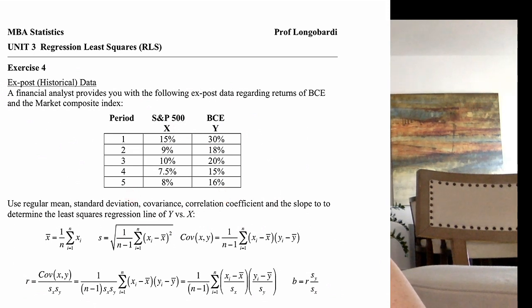Ex ante, so you can use your Spanish to help you. This is before the fact data. So ex post data is after the fact. So this is historical data. This is what we already saw.